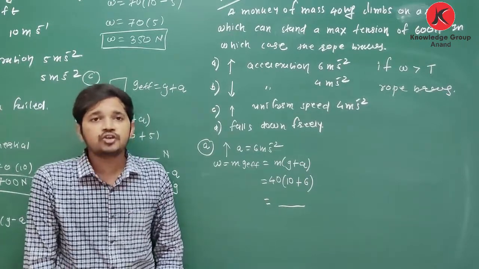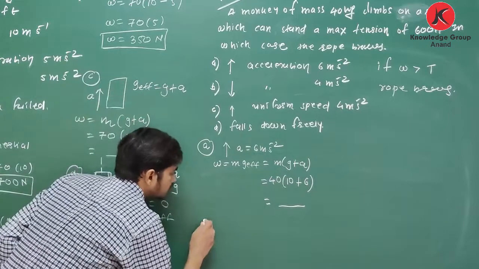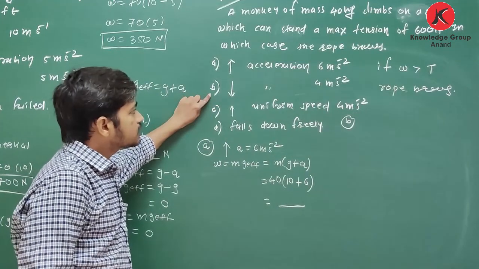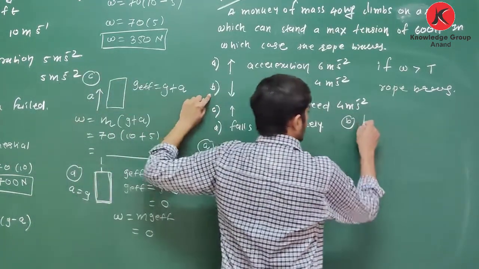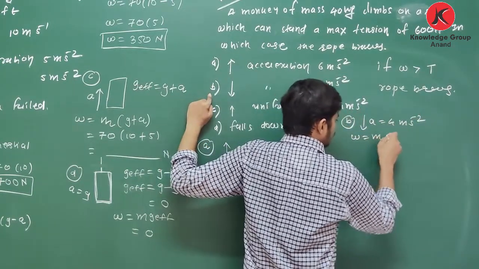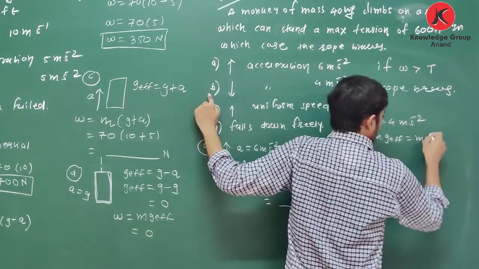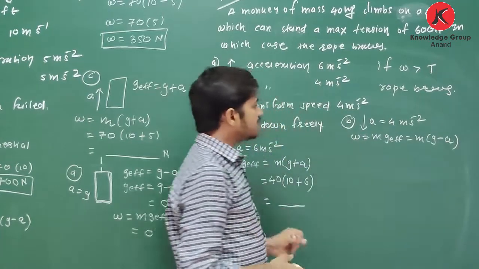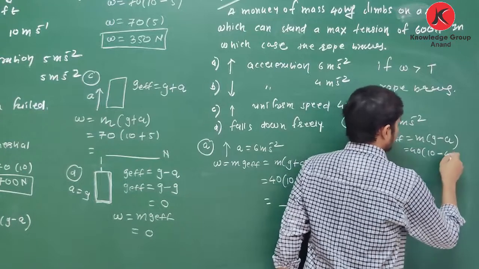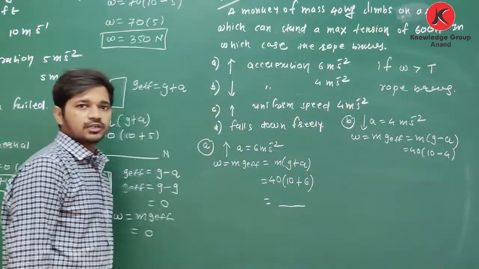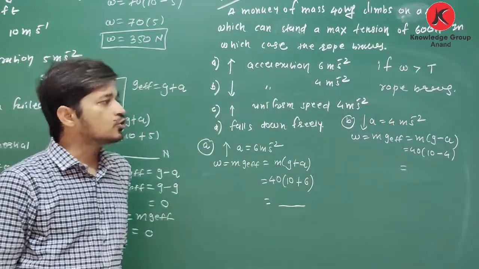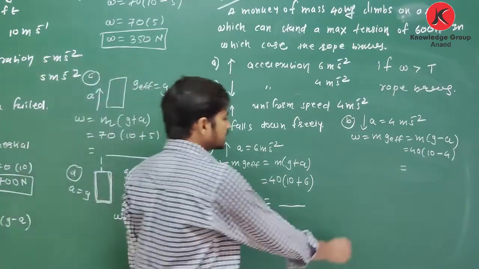Another question, question B. It is moving in downward direction with acceleration 4 meter per second square. With acceleration a equal to 4 meter per second square. Again, W is equal to m g effective, which is m(g minus a). Again m is 40, g is 10, and what is the value of a? It is 4. Clear? So again, find your answer. And if W is greater than T, the rope breaks. Clear about this? What is question C?